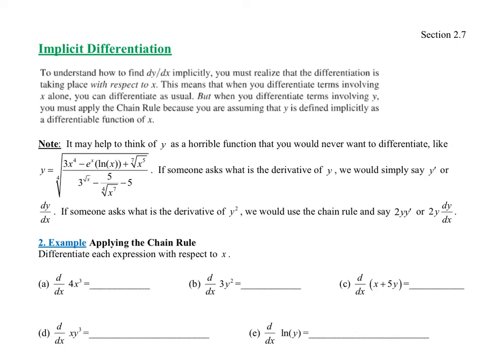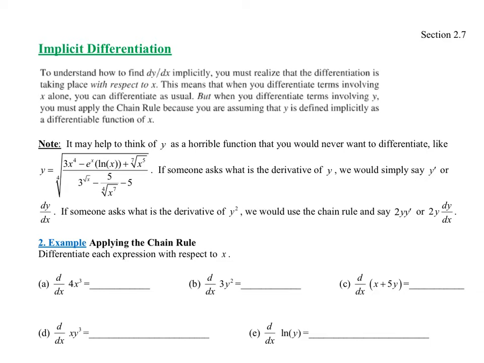Okay, so let's dive into implicit differentiation. It says to understand how to find dy dx implicitly, you must realize that differentiation is taking place with respect to x. That means when you differentiate terms of x alone, you can differentiate them as usual. So if I say what's the derivative of x cubed, you would say 3x squared. If I said what's the derivative of x, you would say 1.